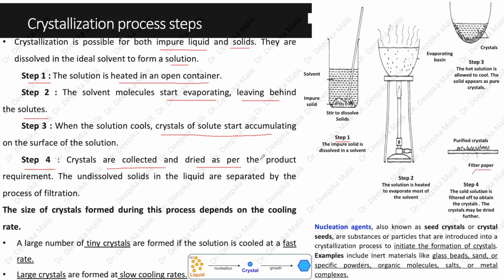The size of crystals formed during the process depends on the cooling rate. A large number of tiny crystals are formed if the solution is cooled at a fast rate. Large crystals are formed at slow cooling rates. Now here you also need to know what nucleation agents are. Nucleation agents, also known as seed crystals or crystal seeds, are substances or particles that are introduced into a crystallization process to initiate the formation of crystals. Examples include inert materials like glass beads, sands, or specific powders, organic molecules, salts, or metal complexes.